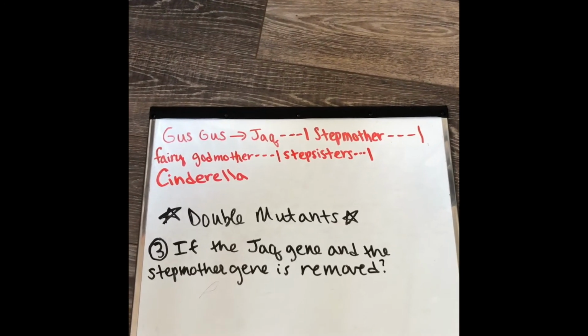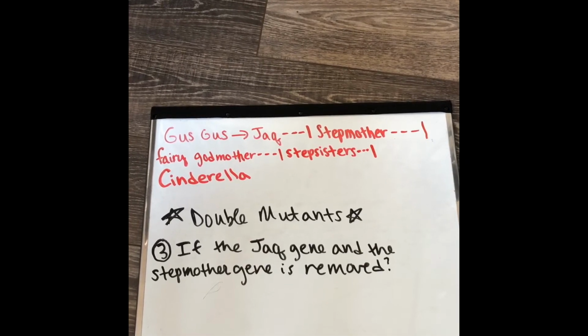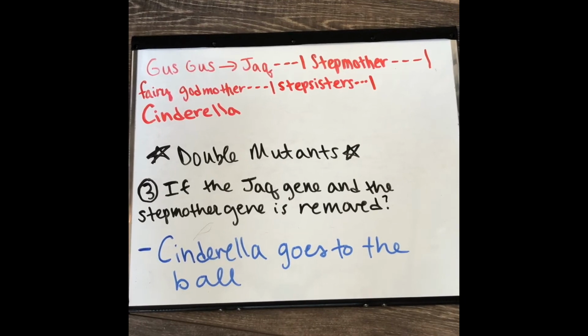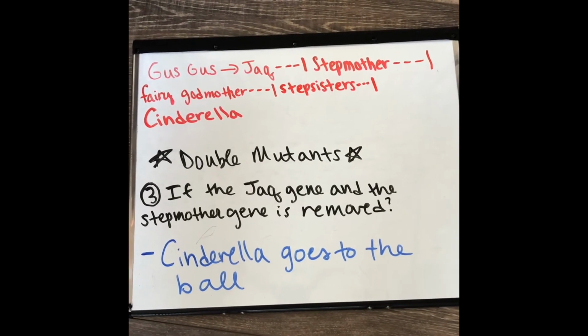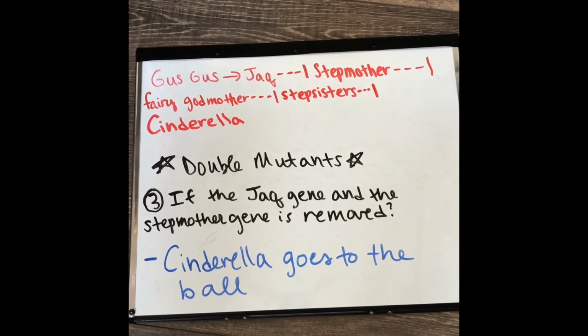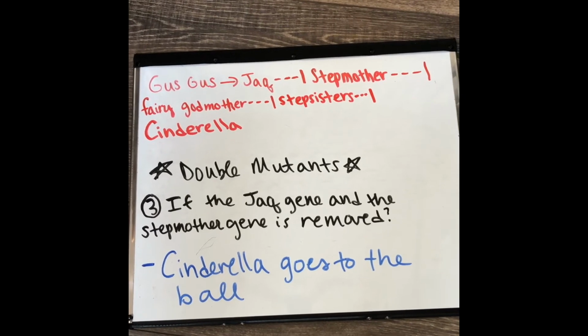So now we're going to do some double mutant examples. So what happens if the Jack gene and the stepmother gene are removed? Cinderella goes to the ball. In double mutants, it's important to look at the gene being removed that is closest to the end product gene that you want to be transcribed. So in this case, it is the stepmother gene.